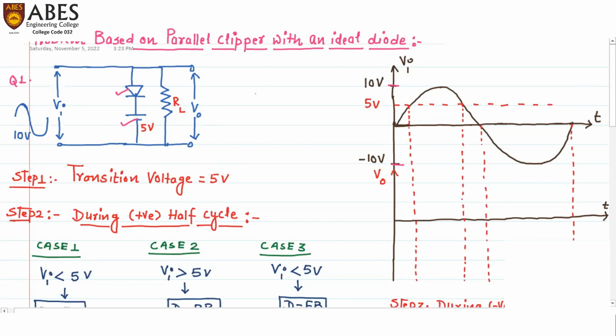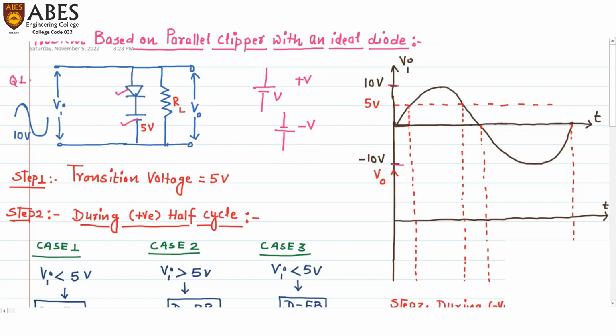For this, in any numerical of a parallel clipper, the battery will be connected in two ways. If the battery is connected in this way, meaning the positive plate comes first, and it has voltage V, it will be a plus voltage. And if the battery is connected in this way, the voltage will be negative.